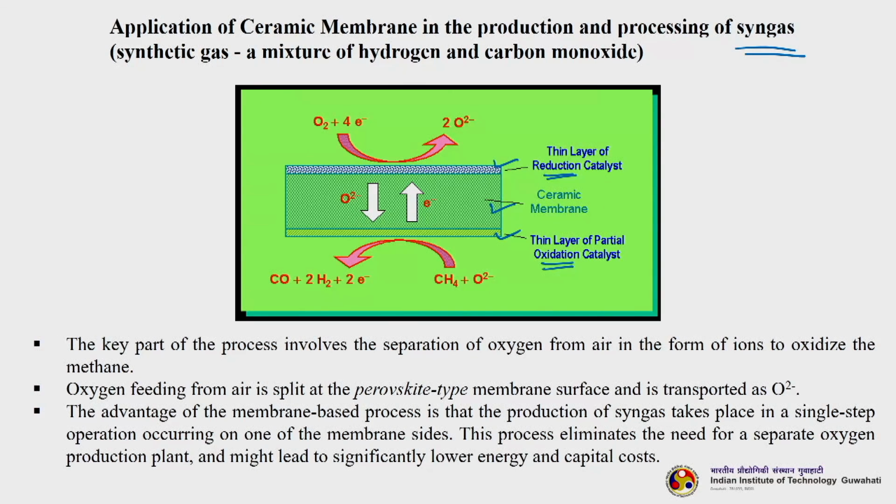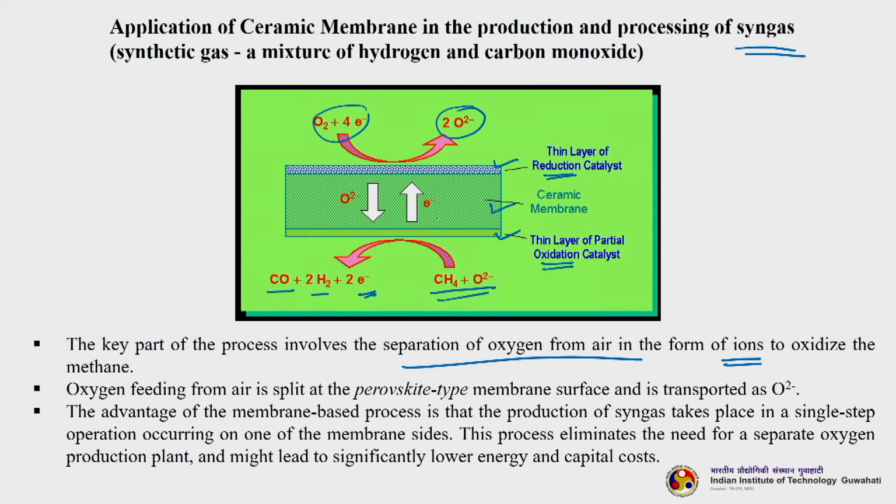And then what is happening? So, it is the separation of oxygen from air in the form of ions that is being done to oxidize the methane. Okay. So, how is it happening? This is a perovskite type of membrane surface, and when oxygen is coming, okay, when it is getting in touch with the reduction catalyst, then it is forming 2 O2 minus. Okay. So, this O2 minus is getting diffused to the other side of the membrane, and then it is reacting with the methane, and thereby what is it forming? Carbon monoxide plus 2 hydrogen and plus 2 electrons.